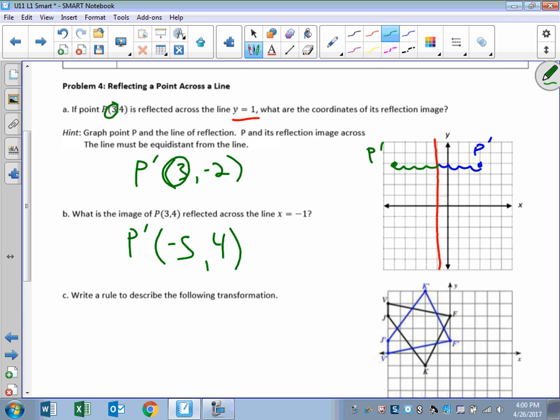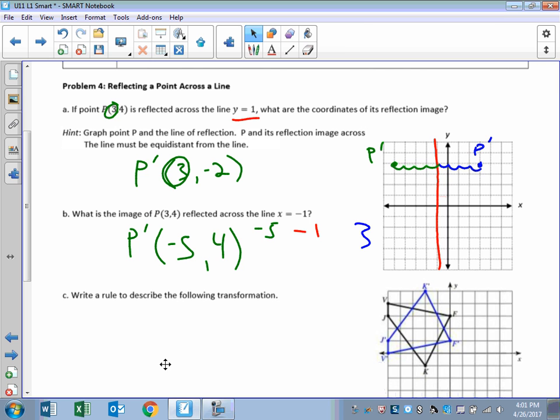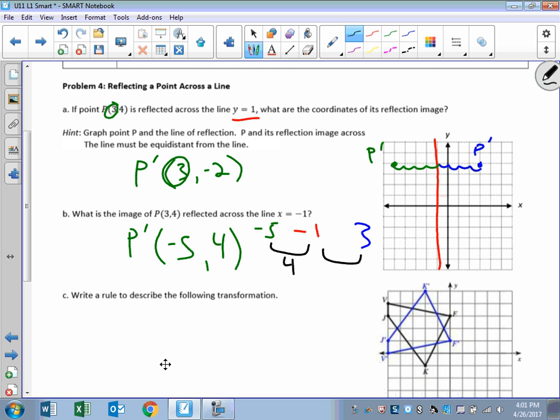Also, it might be helpful to think of this like a number line, right? If x = -1, the two numbers we had for the blue, the original point, was 3, and then for the green, the copy, is -5. So if you think of it like a number line, you know you're right because they're both 4 away. So that's another way you can think of it.